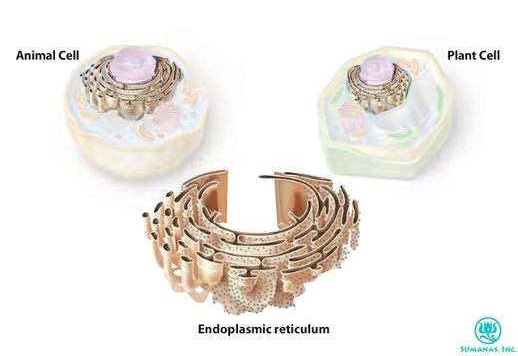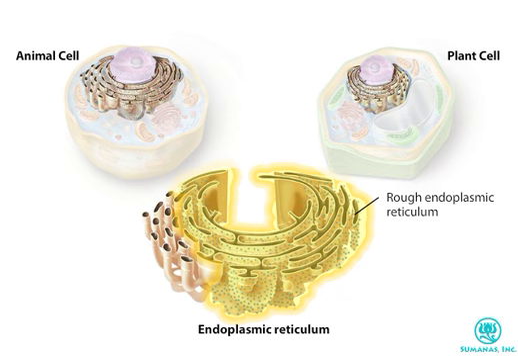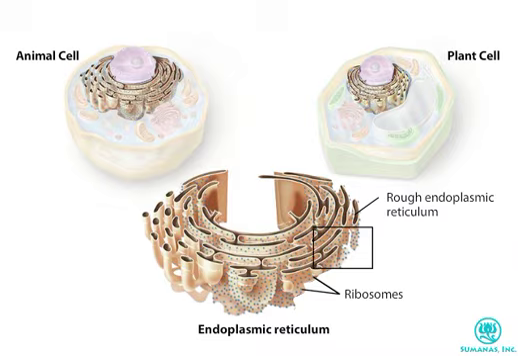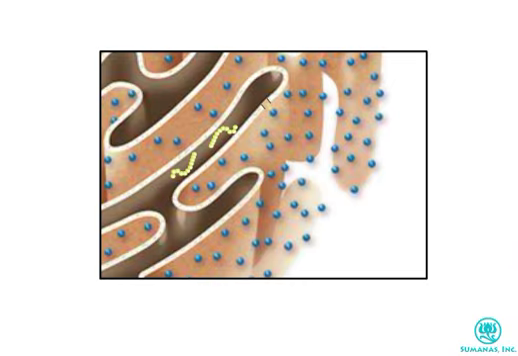The endoplasmic reticulum, or ER, is a vast network of membranes that serves as a kind of assembly line for the manufacture of proteins and lipids. The rough ER has a rough appearance because it is studded with ribosomes. Ribosomes are protein-making machines, and they pass newly made proteins into the interior of the ER.